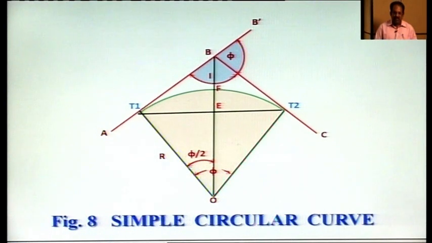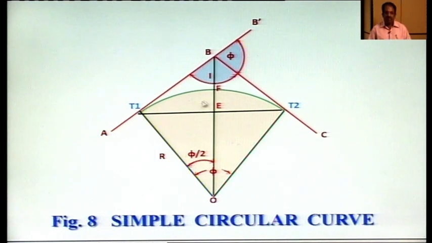First one is the two straights. The first one is AB. Just see the cursor of the mouse on your screen. This is AB and BC, which are connected by the curve. They are called tangents or straights to the curve. I repeat once again, the two straight lines AB and BC, which are connected by the curve, are called straights or tangents to the curve.